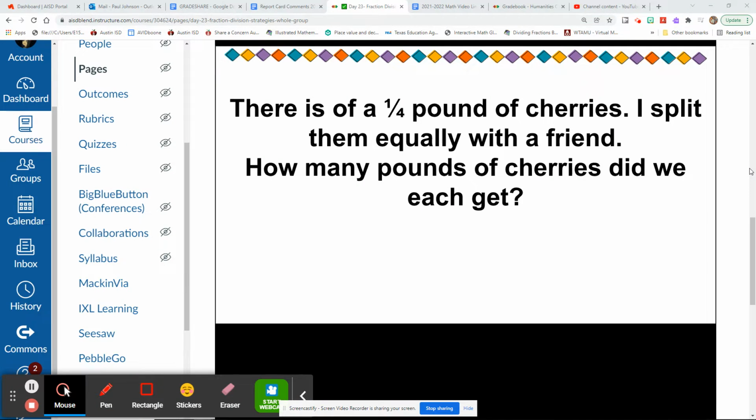Alright, so now we got some word problems to look at. And now I want you to really think about whether you're dividing the fraction into equal groups or whether you're dividing whole numbers into fraction size pieces. Alright, so let's look at this first problem. Go ahead and do the rubies.